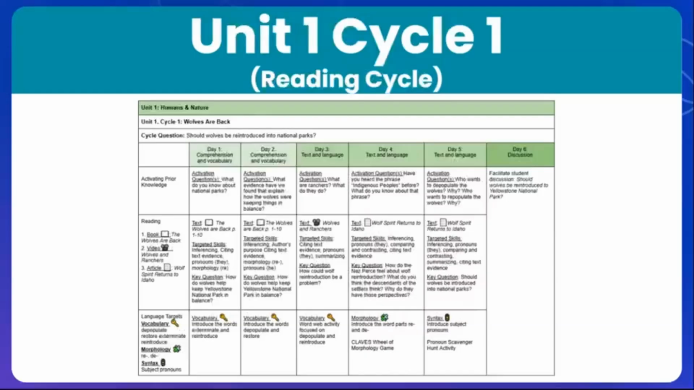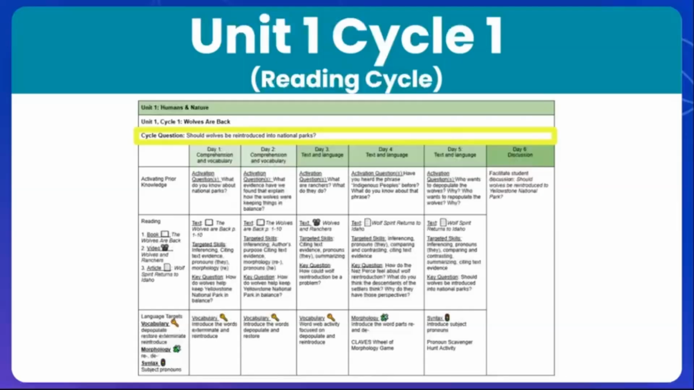Cycle 0 is followed by cycles 1 and 2, which are your 2 reading cycles. Each reading cycle consists of 6 days. Once again, at the top of the overview, you will find the name of the unit and the cycle, and then underneath, you will see the cycle question that students will be working towards. In cycle 1, the question is, should wolves be reintroduced into national parks?